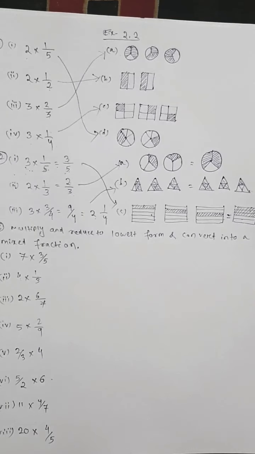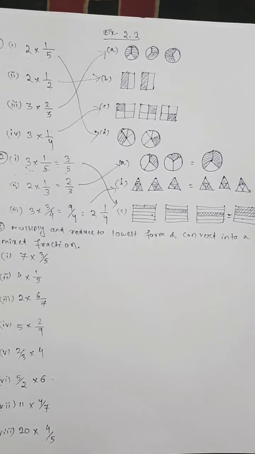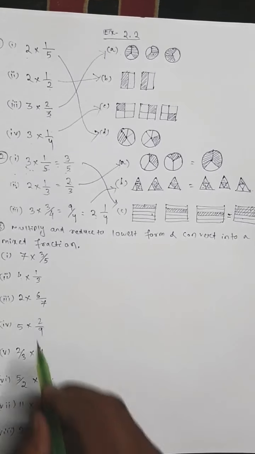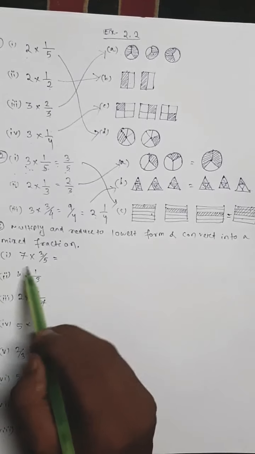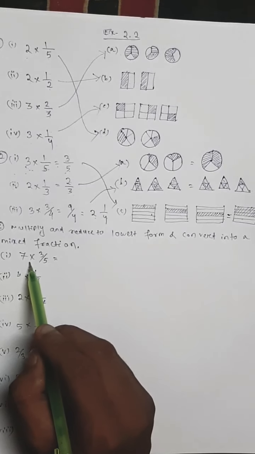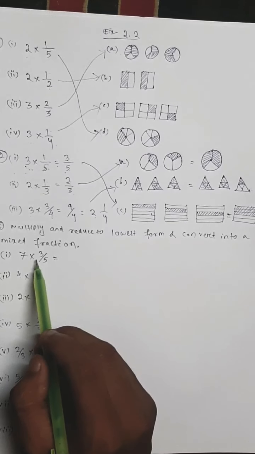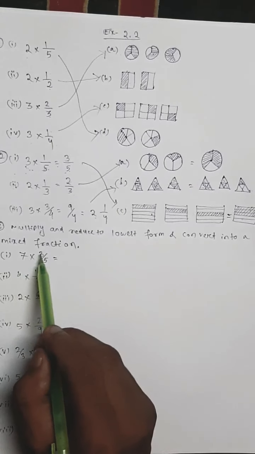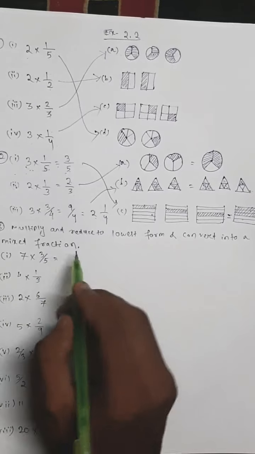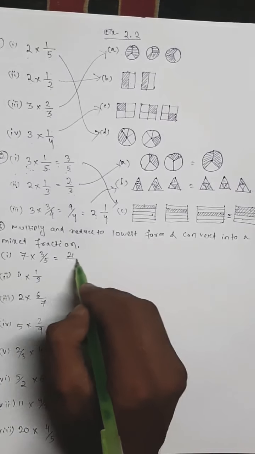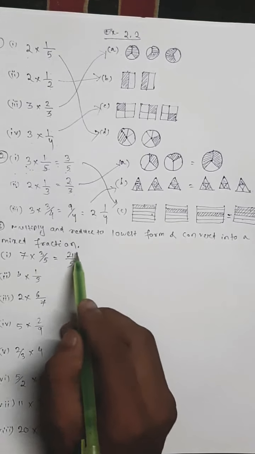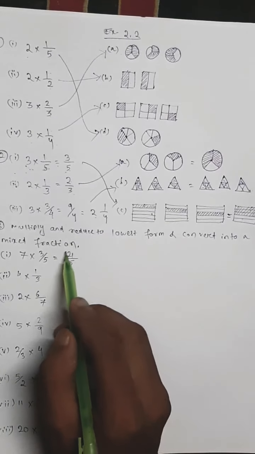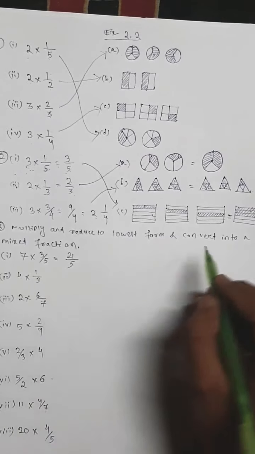Your number 3 is multiply and reduce to lowest form and convert into a mixed fraction. The first one is 7 into 3 upon 5 equals, here 7 means 7 upon 1, and in multiplication we will simply multiply the numerator with the numerator. 7 3s are 21 upon 5, as the denominator remains the same. It is an improper fraction, so we have to convert it into mixed fraction.